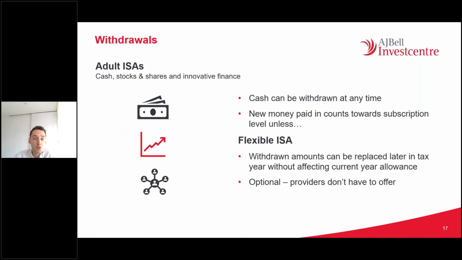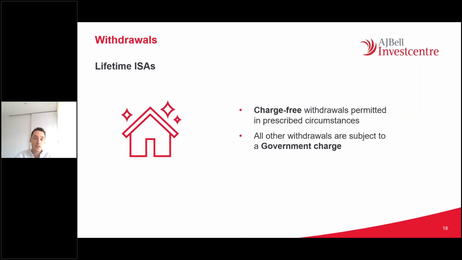So that's the main types of adult ISAs. The lifetime ISA has a few more restrictions. With a lifetime ISA, there's two types of withdrawals you can do: the charge-free withdrawals for the prescribed circumstances, and anything other than that, a withdrawal is allowed, but it will have this government withdrawal charge applied to it.